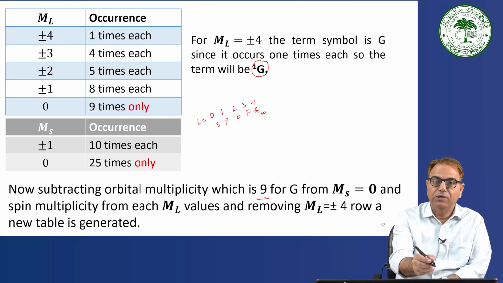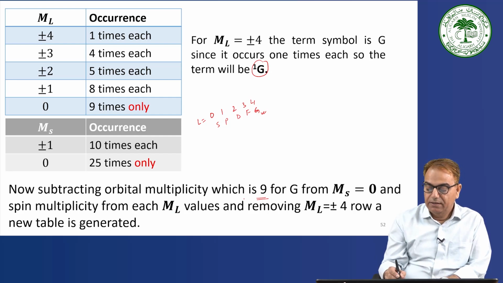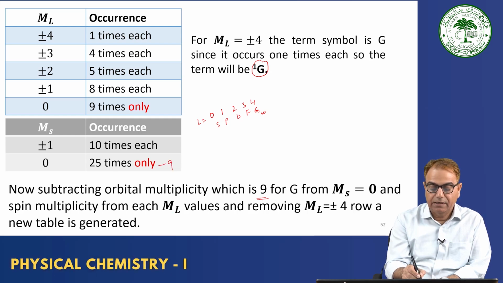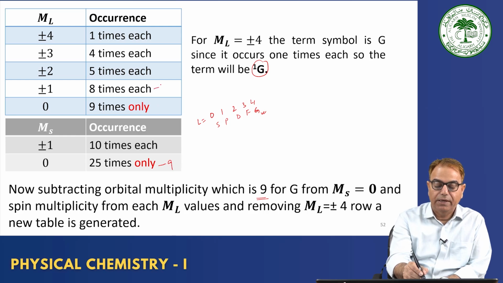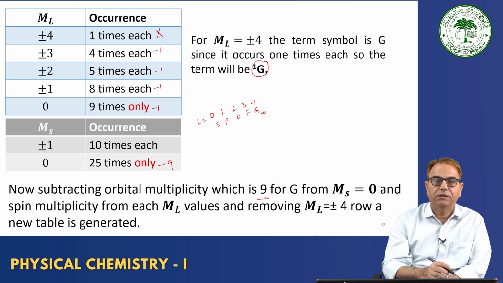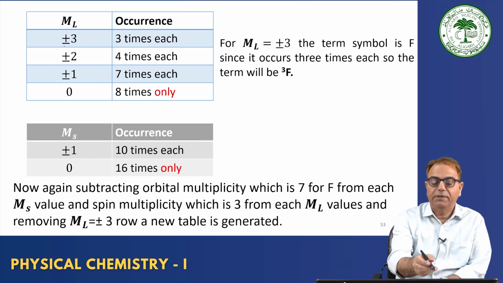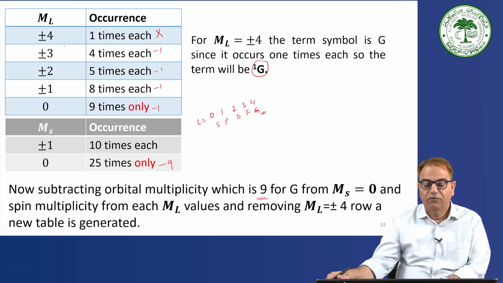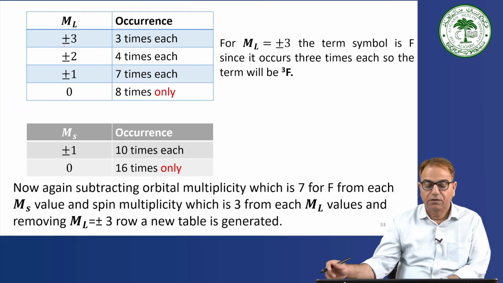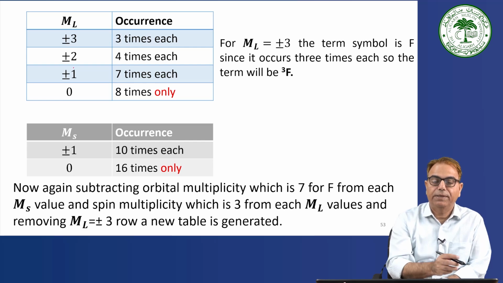So for writing the new table, you will subtract the 9 orbital multiplicity from ms is equal to 0. This will be minus 9, and from each of these you will do minus 1, minus 1, minus 1 and minus 1. And you will omit this row, because for plus 4 you have already written it. So the new table will be ml is equal to plus minus 3, 3 times. You see, 4 minus 1 is 3. So you should get 3, 4, 7 and 8 for 3, plus 2 and plus 1. And from 25, 9 is omitted, so 16 you get. So this new table you got.